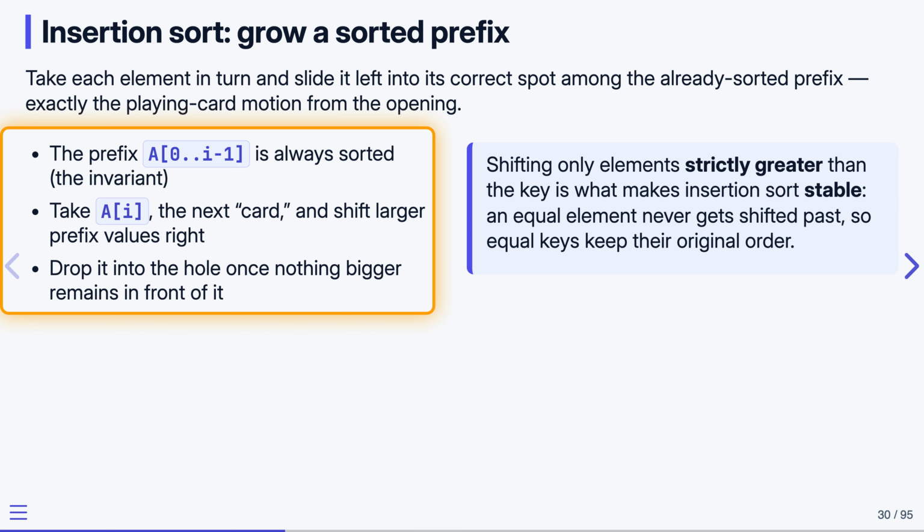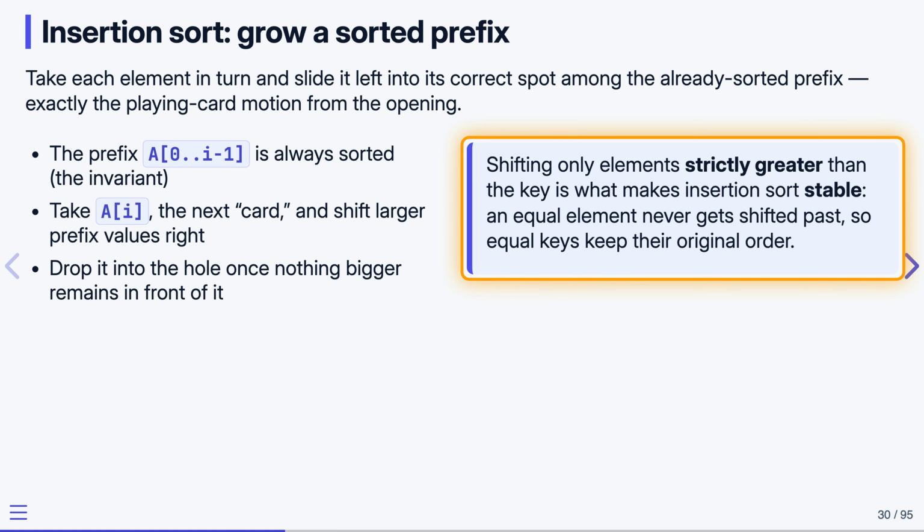3 ideas make it work. The prefix A from index 0 to index i minus 1 is always sorted. That is the invariant. We take A at index i, the next card, and shift every larger value in the prefix 1 step to the right. Then we drop the card into the hole once nothing bigger stands in front of it.